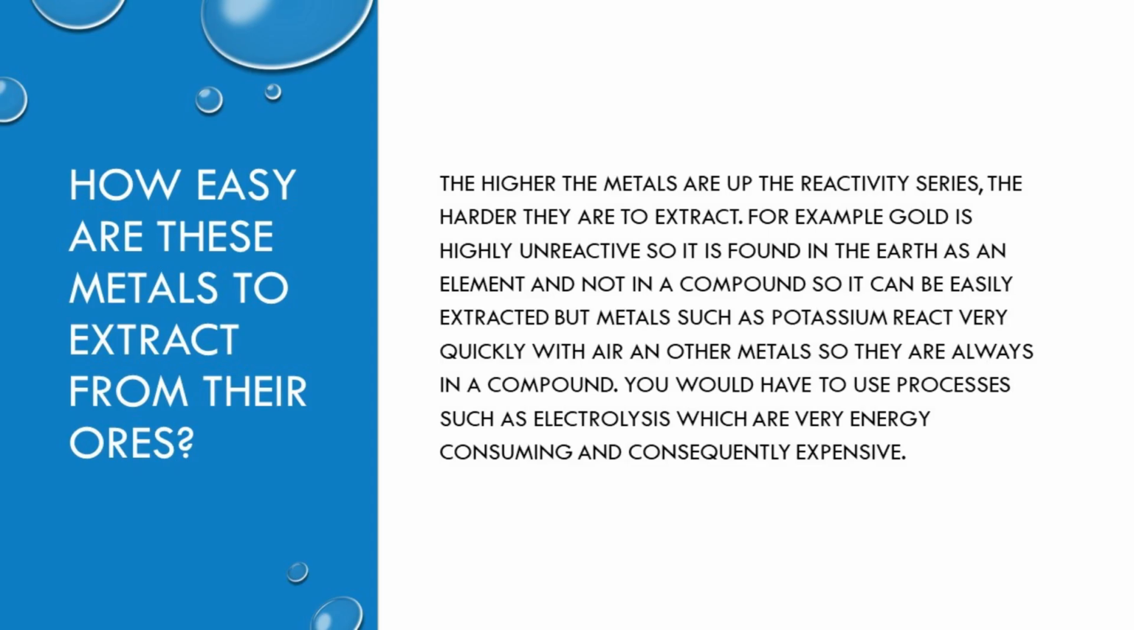The reactivity series can also help us decipher which metals are easy to extract from their ores. For example, the higher the metals are up the reactivity series, the harder they are to extract. For example, gold is highly unreactive, so it is found in the earth as an element and not in a compound, so it can be easily extracted. That is why it's on the bottom of the reactivity series, as it is really unreactive. But metals such as potassium react very quickly with the air and other metals, so they are always in a compound. You would have to use processes such as electrolysis, which are very energy consuming and consequently expensive.